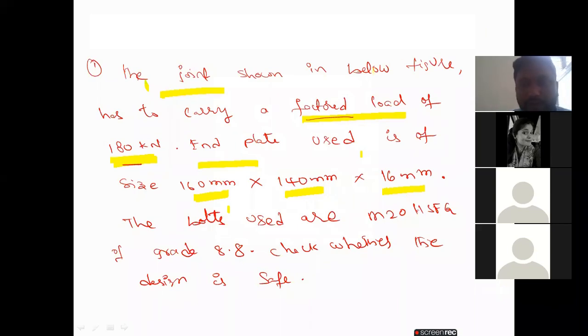So all of you note down this problem. Please write down this problem. We are using M20 HSFG bolts, grade 8.8. Check whether the design is safe or not. In this class I don't explain the solution because my voice is not clear, so we will solve it in the next class. Only I will draw the pictorial view. Please wait for one second.